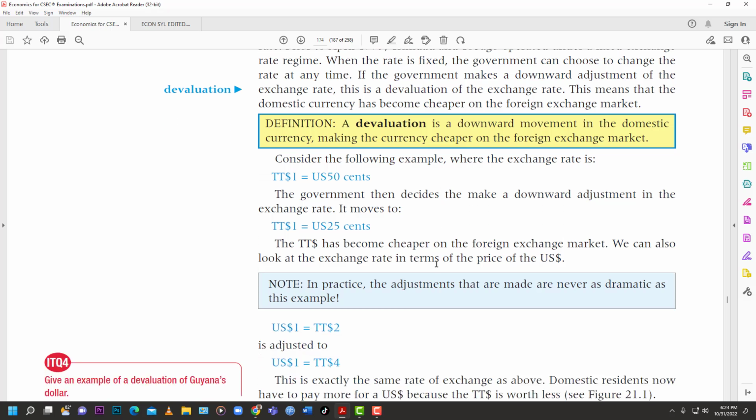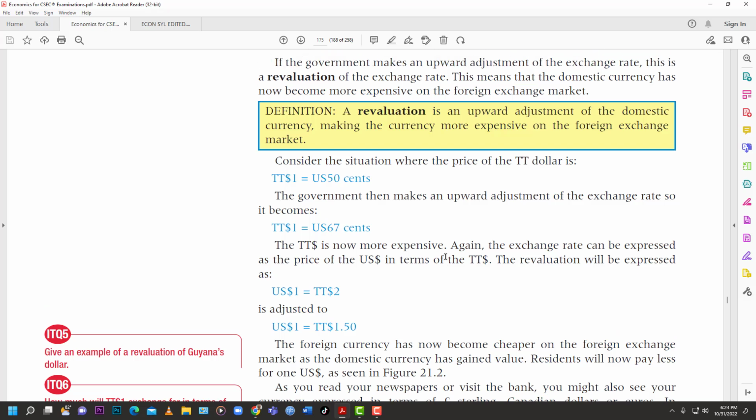And then the same thing for revaluing, meaning you increase the power or the value of the currency, you carry it up. So a revaluation is an upward adjustment of the domestic currency, making the currency more expensive on the foreign exchange market. So again, the government might want to increase imports, right? For whatever reason, they might want to increase imports. And so they strengthen the dollar. So now your local currency can reach further, buy more US goods or more foreign goods because it's stronger now, the value is higher.